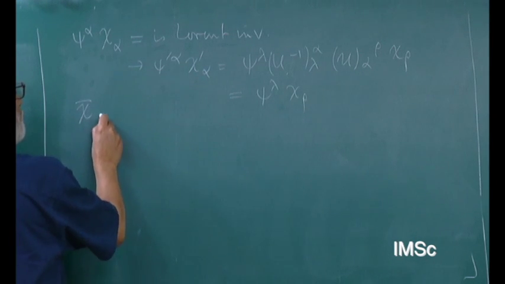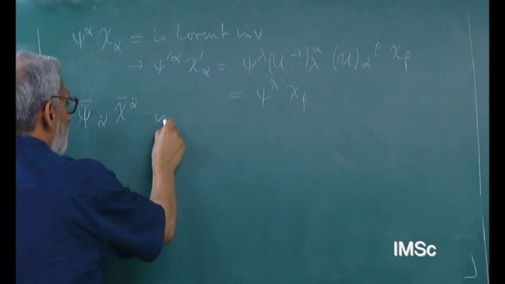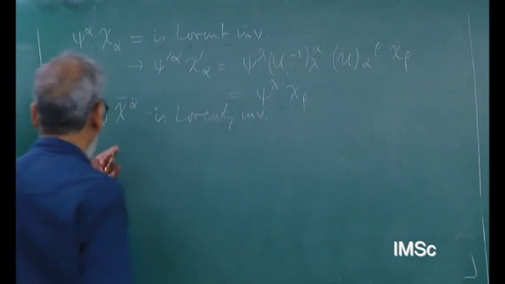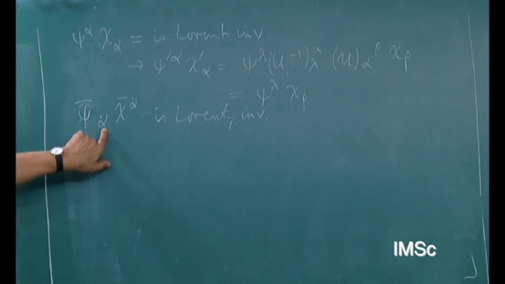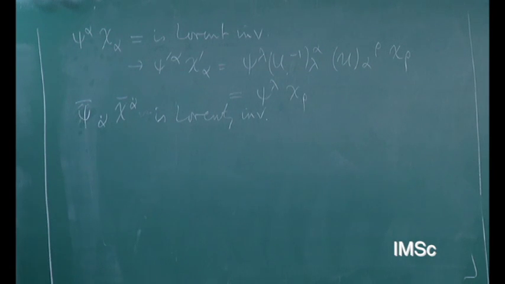Similarly, take a spinor corresponding to the second SU2, psi bar, with a lower index alpha dot, and another spinor in the same representation of same SU2, chi bar with an index alpha dot, is a Lorentz invariant, because this one and this one transform in opposite way, u and u dagger. Is that clear?